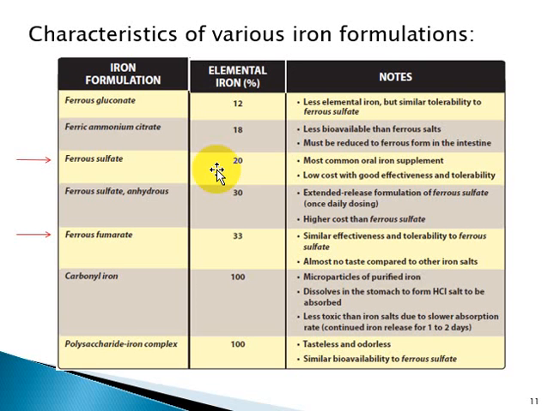This type of tablet is advantageous for that. And the second one I want you to remember is the ferrous fumarate salt of iron, which contains a higher amount than ferrous sulfate: 33% of the tablet is elemental iron. It has similar effectiveness and tolerability to ferrous sulfate, and it is almost tasteless compared to other types of salt.